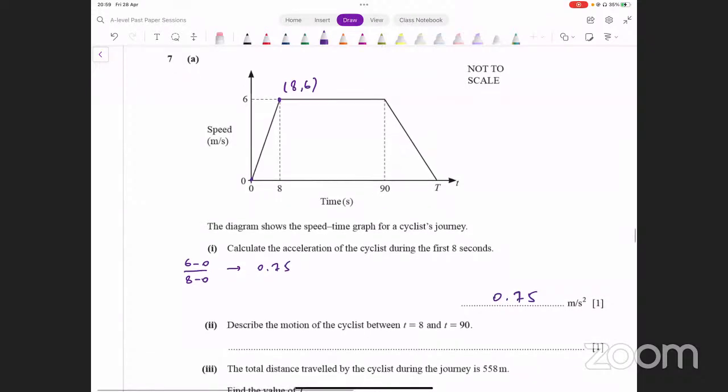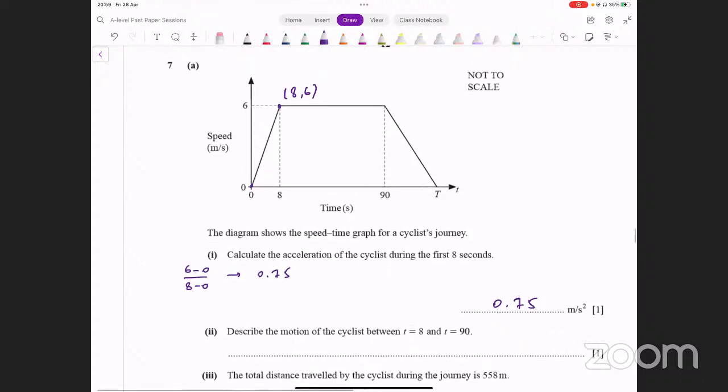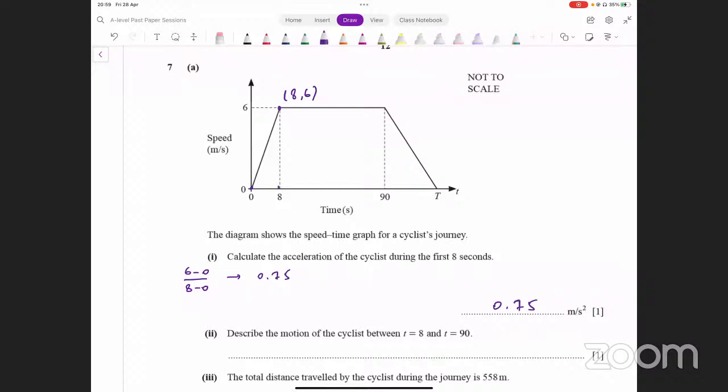Okay. Describe the motion of the cyclist between t equals 8 and t equals 90. 8 और 90 के दरम्यान में देखें, ये horizontal line है. It's a speed time graph. Vertical axis speed represent कर रहा है. Speed क्या है? 6. तो 6 की speed पे ही move करता जा रहा है इस time के अंदर.